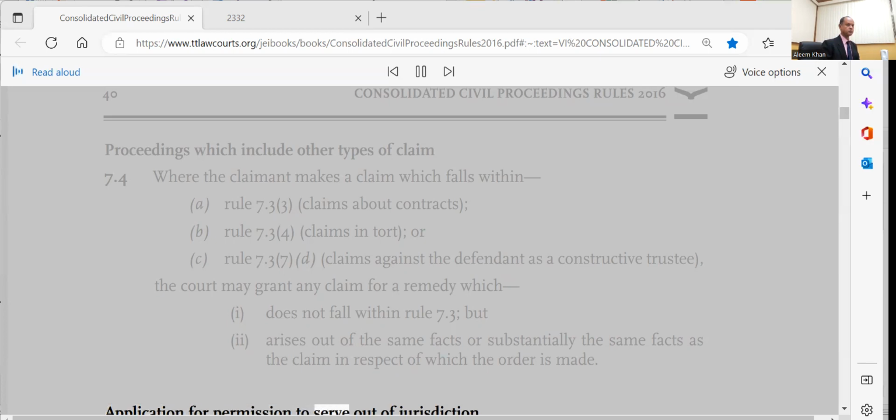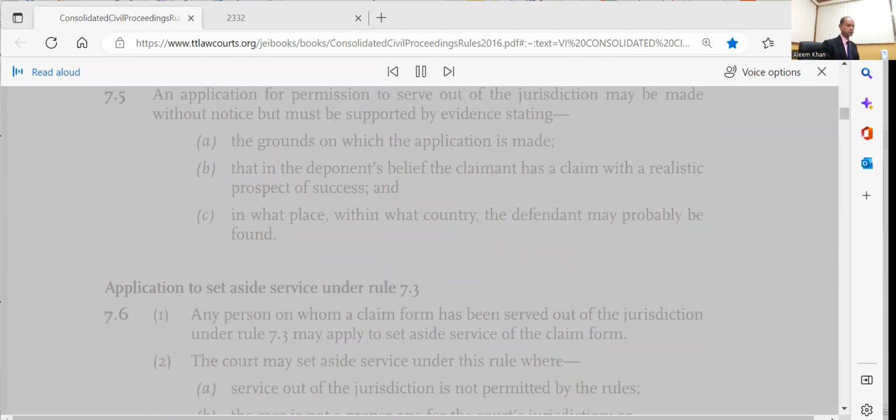Application for permission to serve out of jurisdiction. 7.5 An application for permission to serve out of the jurisdiction may be made without notice but must be supported by evidence stating a. the grounds on which the application is made, b. that in the deponent's belief the claimant has a claim with a realistic prospect of success, and c. in what place, within what country, the defendant may probably be found.